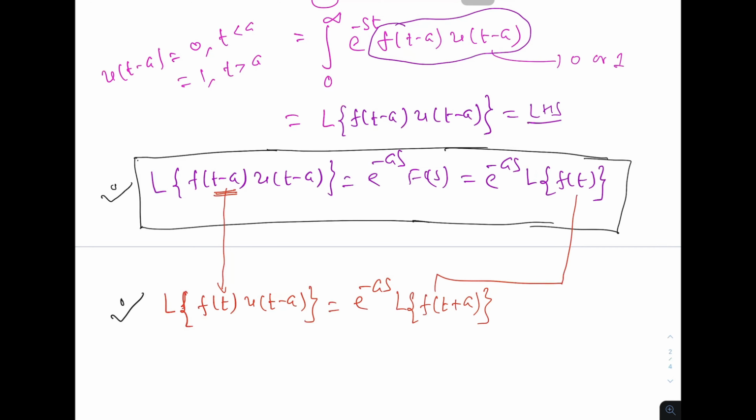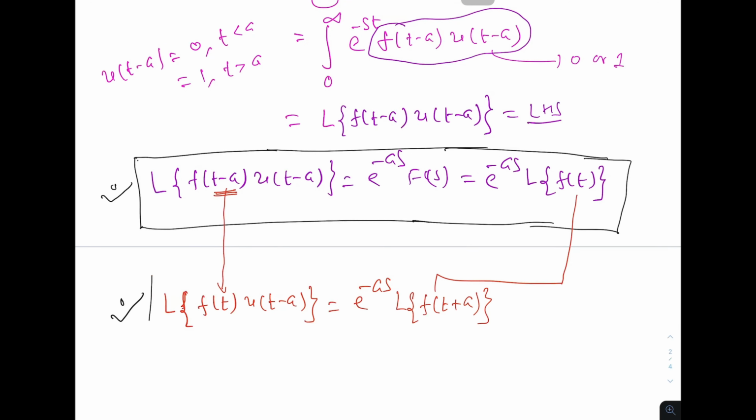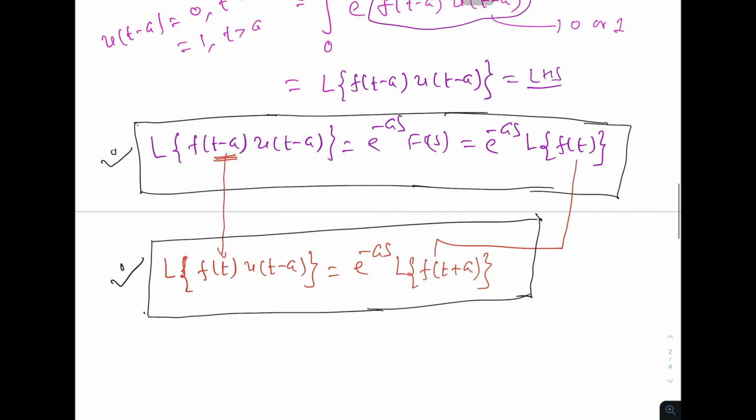If I have t minus a here, Laplace transformation of f of t minus a u of t minus a, then e power minus as Laplace transformation of f(t). But in this result, if it is f of t, then this changes to f of t plus a. So take care, because we need to use this result also. Same result, just the translation. We did some translation. So here we have f of t, here we have f of t plus a. This result you need to remember.